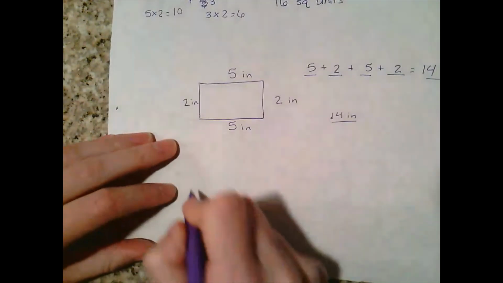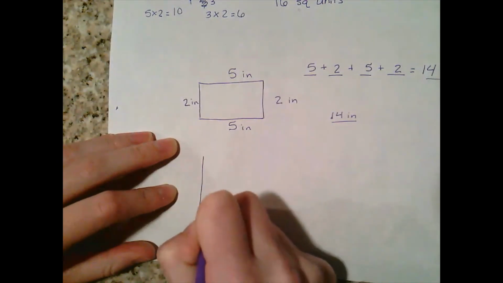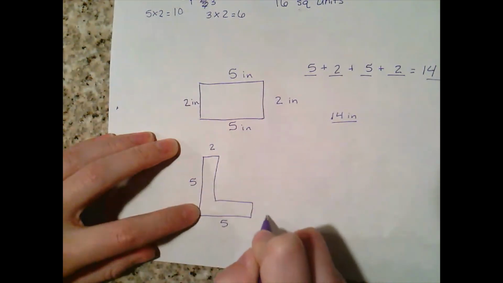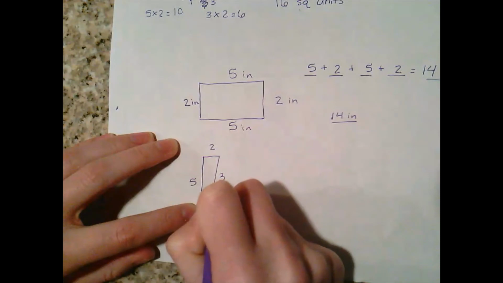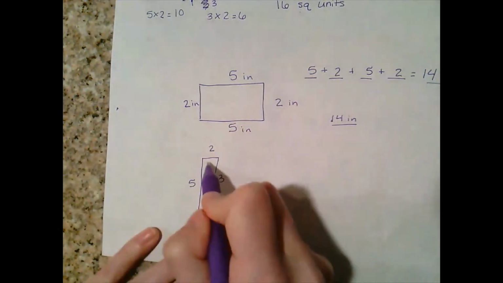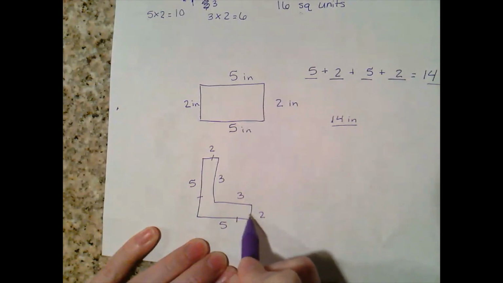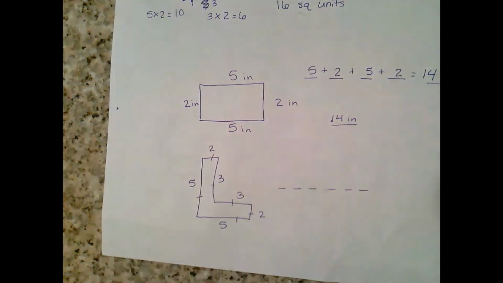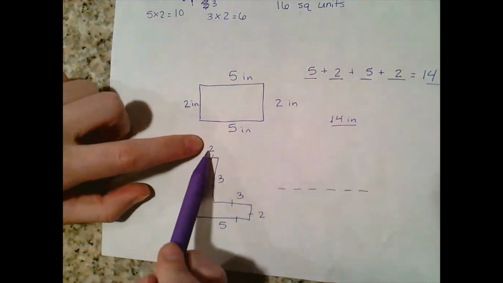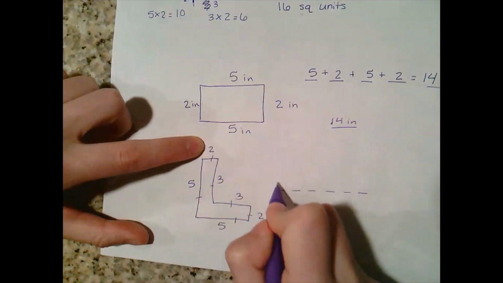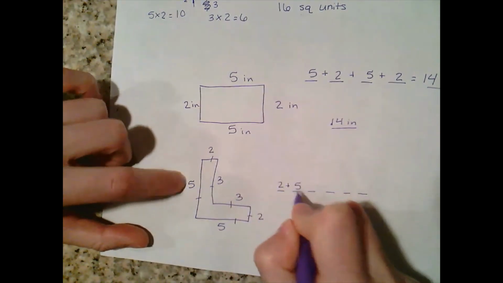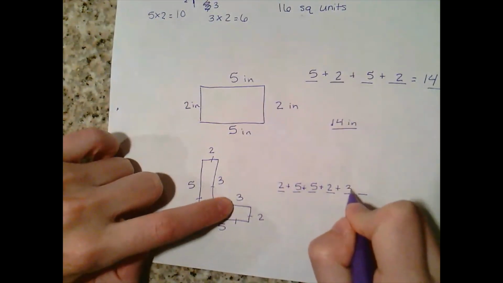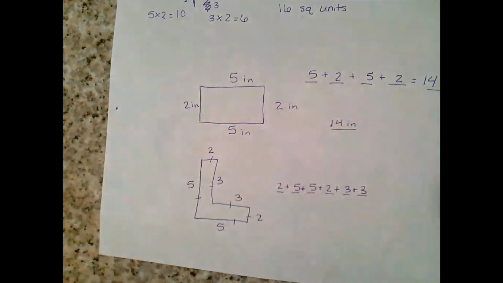If we were to find the perimeter of this, we'll bring back our funky L shape. Draw all the numbers in. This has 1, 2, 3, 4, 5, 6 sides. So I'm going to mark that I need to put 6 numbers down just so I don't forget. I'm going to start all the way up here and just work my way around. So this one's 2, and we have 5, 5, 2, 3, 3.